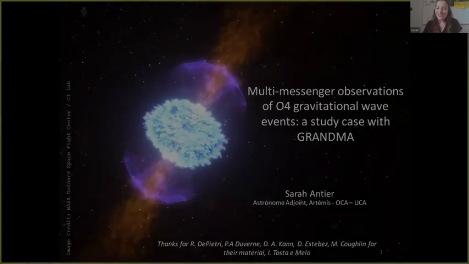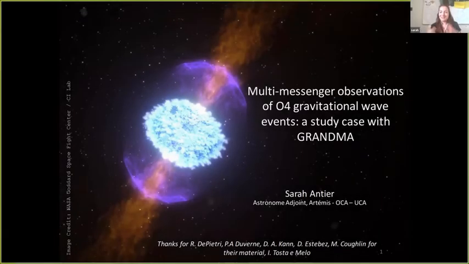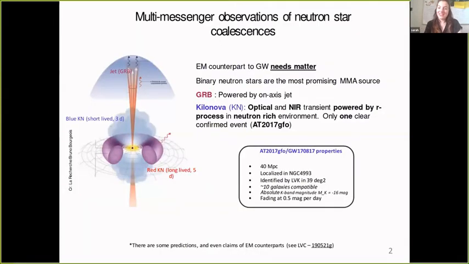Yeah, so hi everyone. I will try to give you some context about multi-messenger observation with gravitational waves. Here I will focus on gravitational wave events that include a binary system that includes a neutron star, because we hope to have different signals from this phenomenon: gravitational waves on one side and electromagnetic signals.